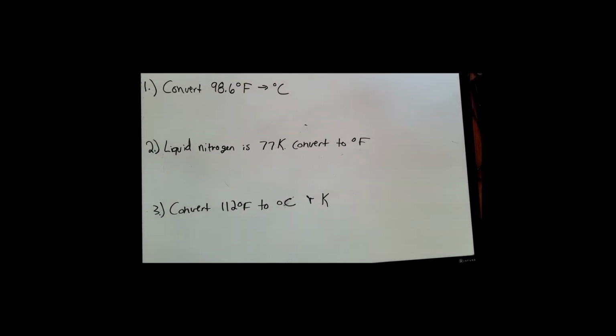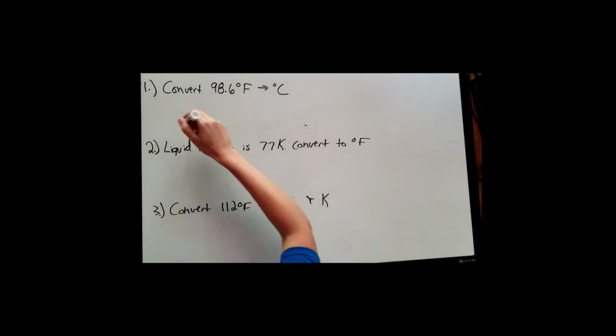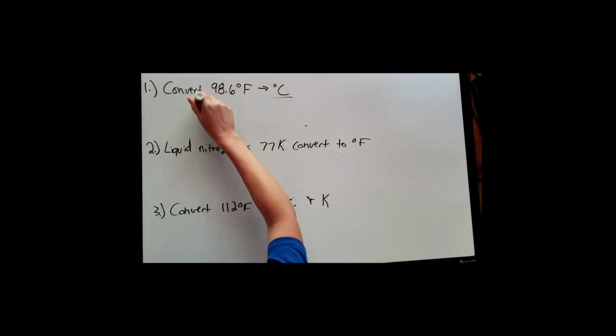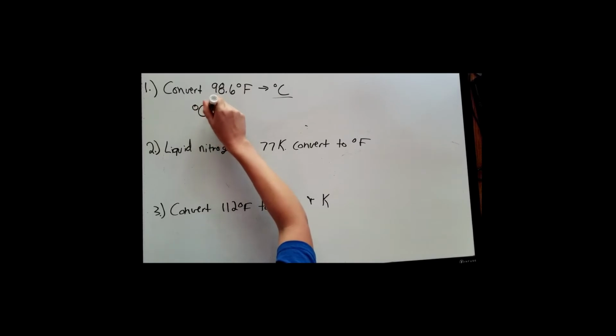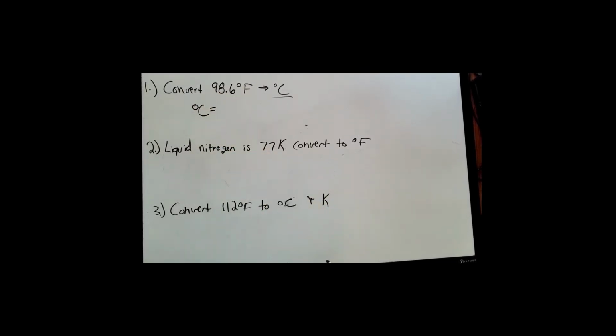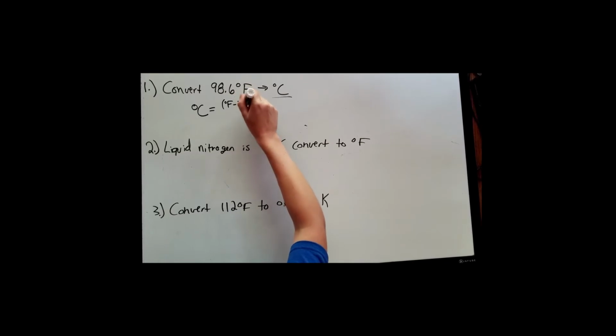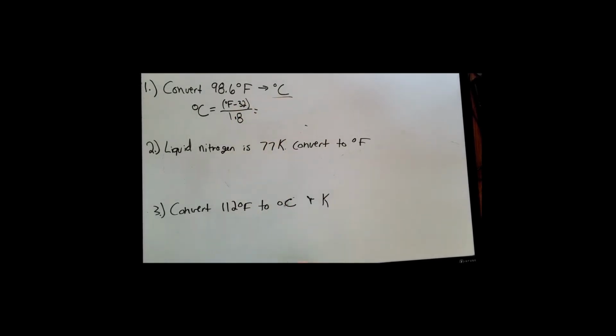So you're going to look at your temperature conversion equations and pick the one that applies most. So if I'm trying to get to degrees Celsius, I want to pick the equation where degrees Celsius is equal to something. And that equation is where we have degrees Fahrenheit minus 32 on the top in the numerator, and that is divided by 1.8.